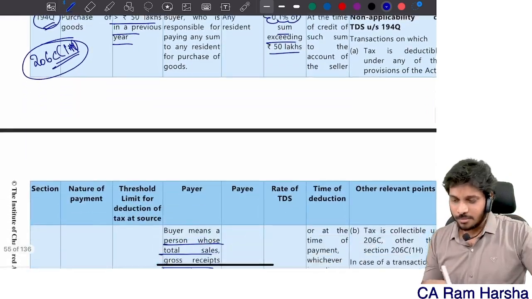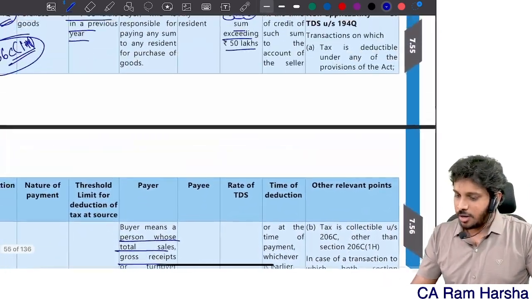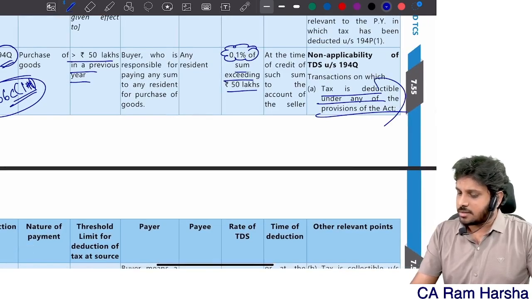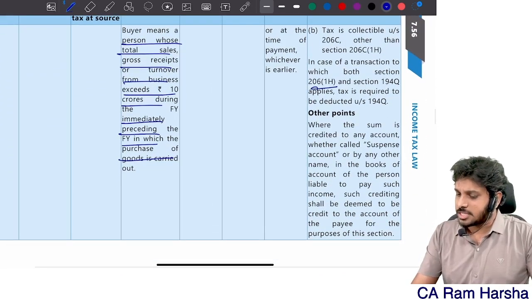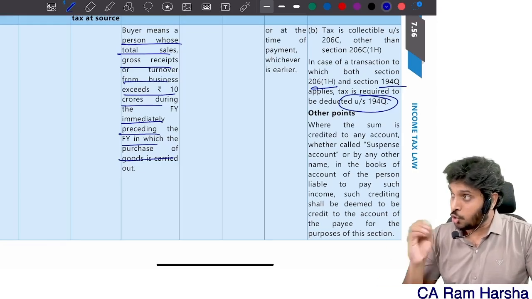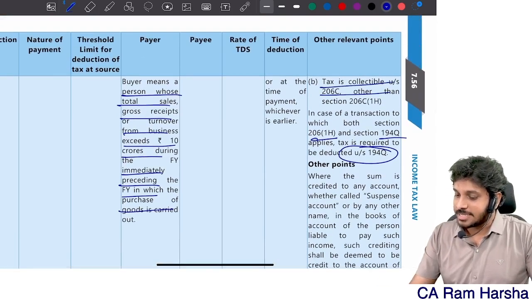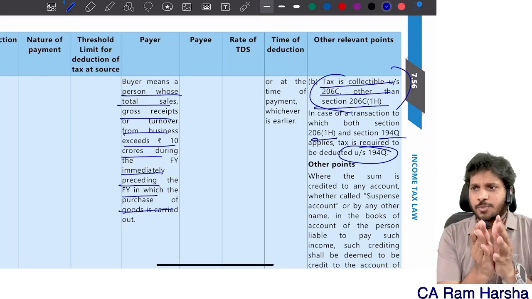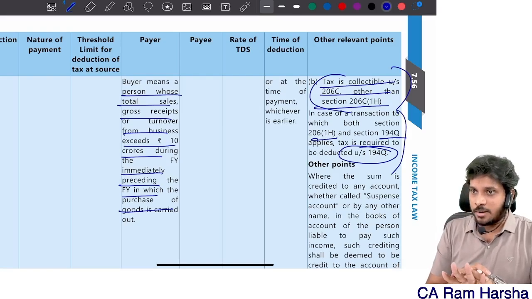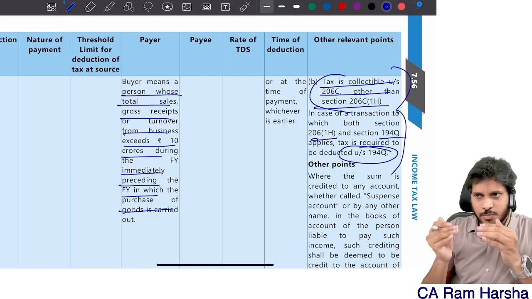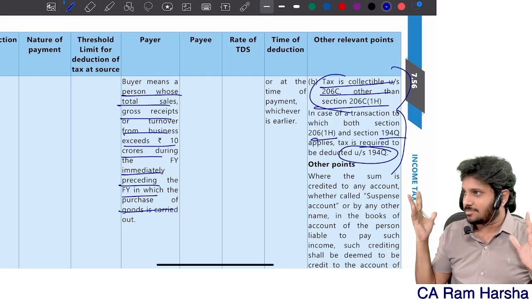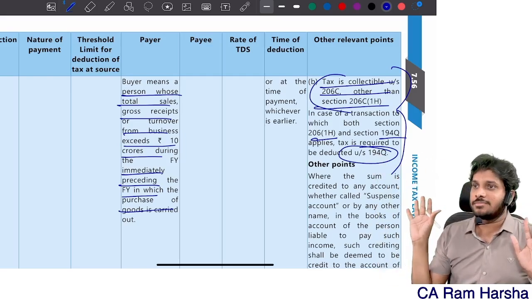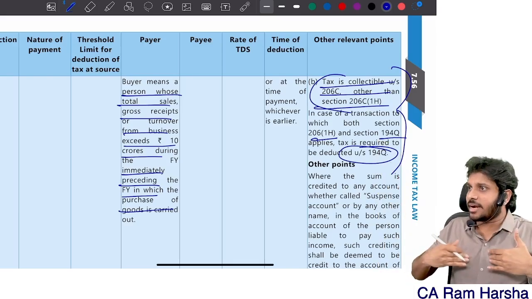Clear? That's it. So, if tax is deductible under other provisions of the Act, this section will not apply. If 206C(1H) and 194Q both are applicable, then 194Q will prevail, correct? Or if tax is collectible generally under 206C, then also this provision does not apply. But if 1H alone is applicable, this provision will override. This provision has an overriding power only for 1H, not for remaining goods. For remaining goods covered under TCS, TCS will apply. Only for 1H we have overriding power.